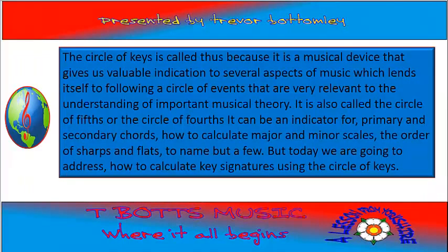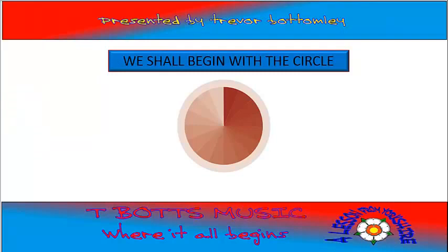The circle of keys is called thus because it is a musical device that gives us valuable indication to several aspects of music, which lends itself to following a circle of events that are very relevant to the understanding of important music theory. It is also called the circle of fifths or the circle of fourths. It can be an indicator for primary and secondary chords, how to calculate major and minor scales, the order of sharps and flats, to name but a few. But today we're going to address how to calculate key signatures using the circle of keys.